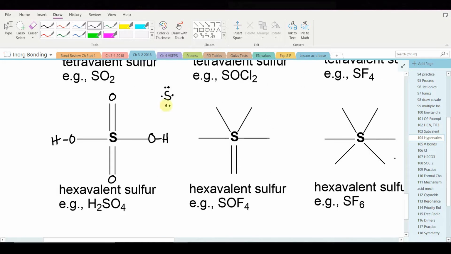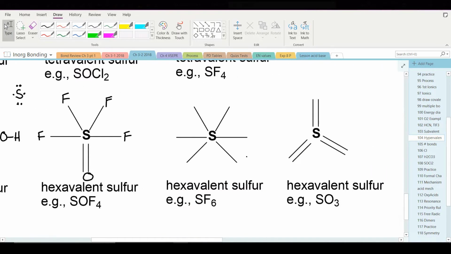Again, what if sulfur used all 6 electrons and had 1 double bond and 4 single bonds? Double bond, reserve it for oxygen. These could be fluorines or chlorines. SOF4. Again, 2, 4, 6, 8, 10, 12 electrons in the valence shell of sulfur, 6 bonds. What if sulfur made 6 single bonds, using all 6 of its valence electrons as single bonds? This is SF6, sulfur hexafluoride.